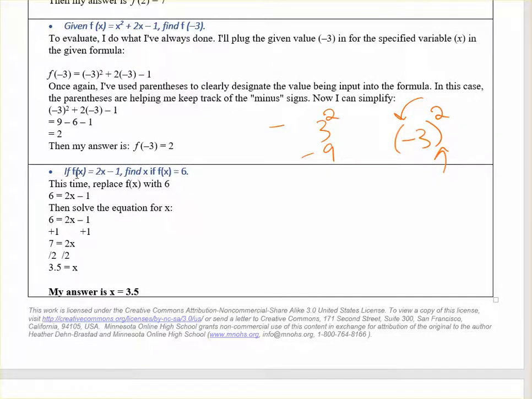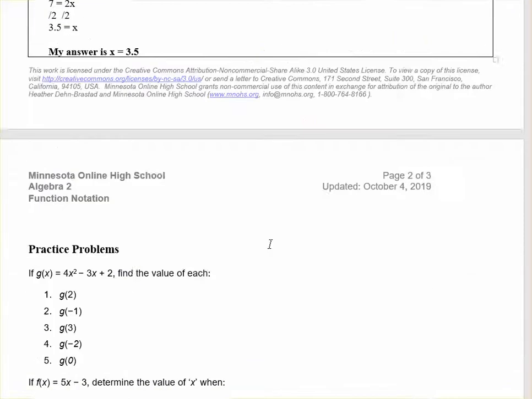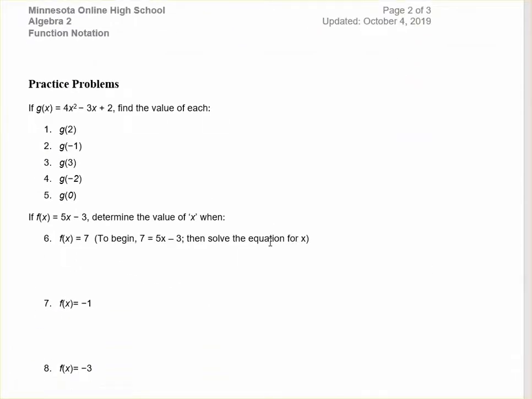Now this last one's a little bit different. It says if f of x equals 2x minus 1, find x if f of x equals 6. They're giving us the left side, basically the answer. So you replace 6 over here. You're looking for x, so you don't replace the x, you replace the f of x, which usually is where the y would go. So 6 equals 2x minus 1, and then you would solve by adding 1 to both sides, and then you divide by 2, and you'd get your answer of 3.5 equals x. So make sure you realize what they're asking in these problems.